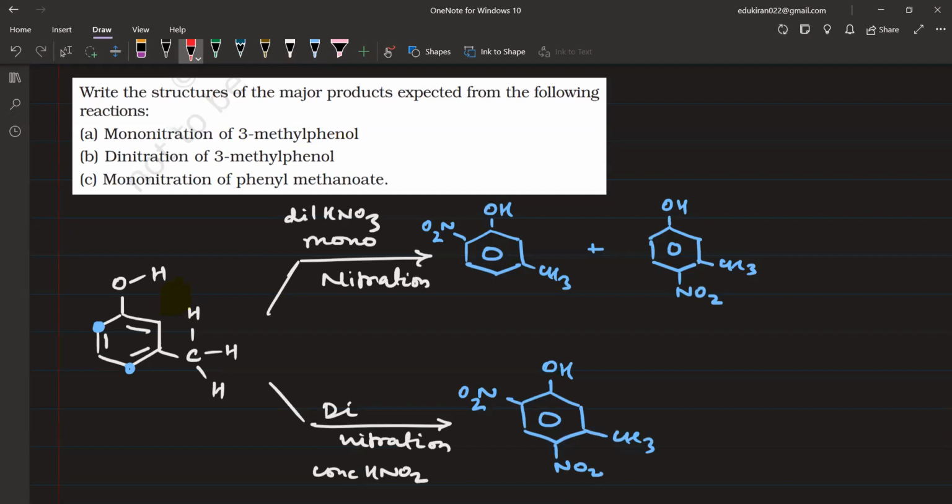Okay, this position is what? It is meta to both of them. OH के लिए भी meta है and CH3 के लिए भी meta है, right? See 1, 2, 3, है ना? 1, 2, 3. So it is meta for both of them. That is why it is not reactive, है ना? It is not activated. So the active points are these blue points where we can have the nitro group.